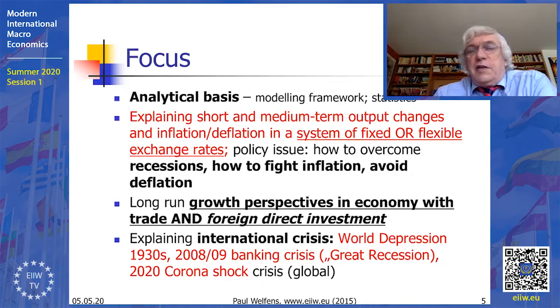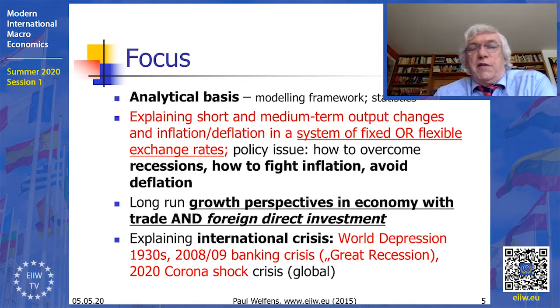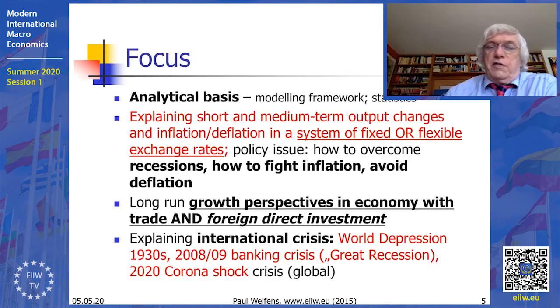Yeah, we are interested then also in the special aspects of international crisis. So not just an ordinary recession. No, there is then often a larger international economic crisis, and that concerns then the world depression in the early 1930s, the 2008-09 transatlantic banking crisis, often dubbed the Great Recession, and the 2020 Corona shock crisis.